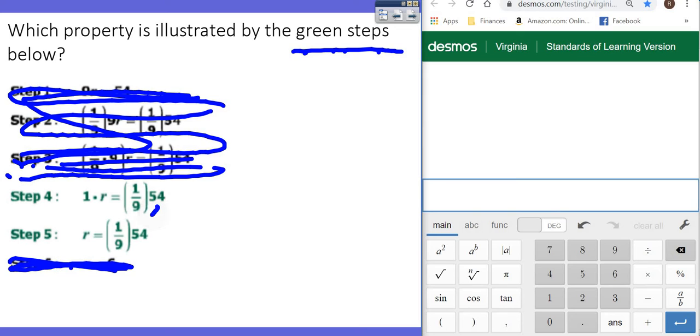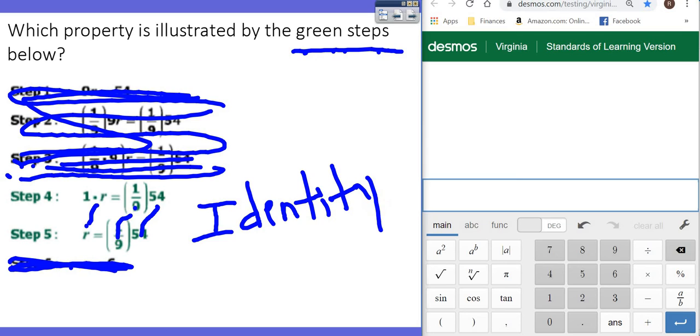Because if you notice, the 54 is here and the 1/9 is here. So nothing changed here. But if you look at the other side, you've got 1 times R, and all you'd have down here is an R. So we've told you, whenever you start out with something, R, and you end up with the same thing, R, we're talking about identity. Because your identity is who you are no matter what. And since we're multiplying by 1, this is the multiplicative identity.